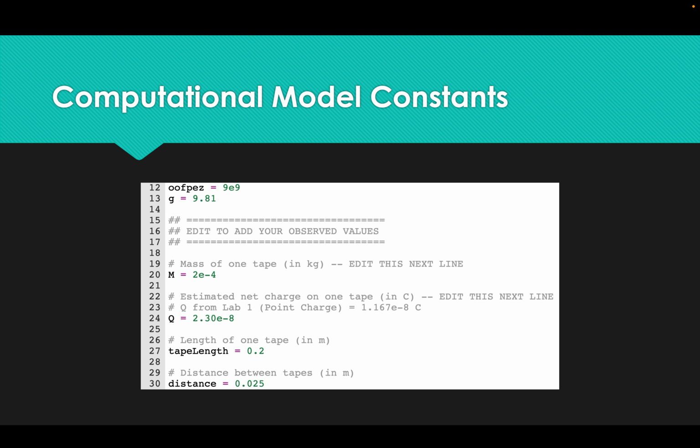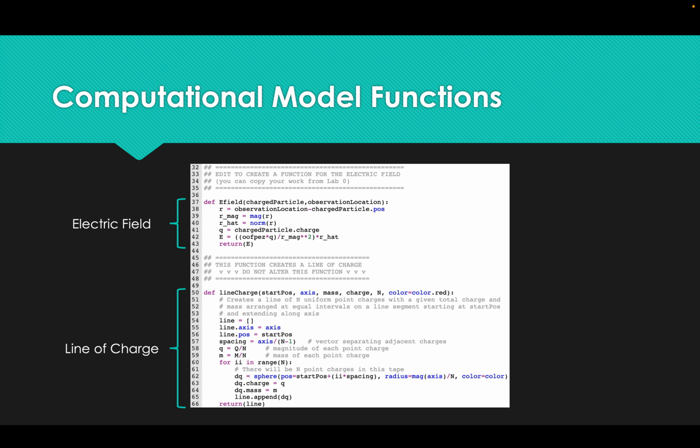So here are the initial conditions of the computational model that was used in this lab, seen below. And here are the important functions that were in the computational model for it to work. The function at the top is the function that was used to calculate the electric field, and the function at the bottom was the function used for calculating the electric charge through the line of charge model.